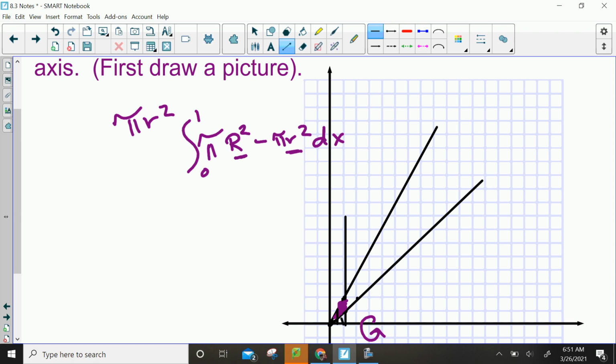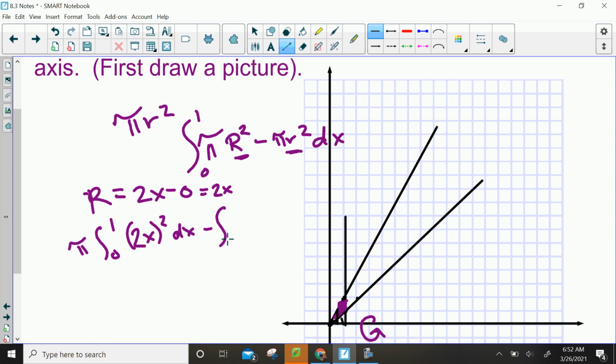Of course, I need to change my big R and little r. We need to find what the big radius is and what the little radius is. So my big radius is that top line minus the axis, so 2x. So I'm going to put 2x in here, square it. I'm going to pull the pi to the front. 0 to 1. And yes, you can simplify to doing this if you want. Move this out. My next one, I am taking x minus 0. So my little r is just going to be the line x minus 0, which is just x. So I am doing x squared in here.